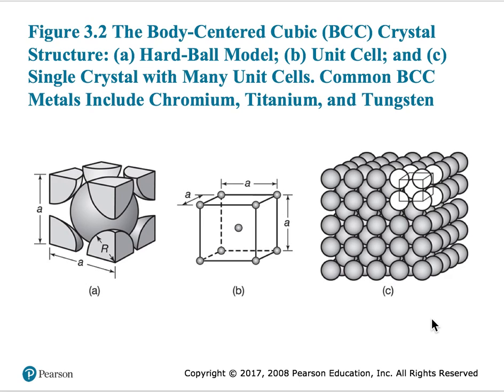Why? Because body-centered cubic is only 68% dense, whereas a face-centered cubic material has 74% densification of that crystal cell. So, which means that the atoms can move around much more easily in a body-centered cubic type of structure than a face-centered cubic type of structure. So, which means that these materials can creep much faster than a face-centered cubic type of material. So common BCC metals include chromium, titanium, and tungsten.